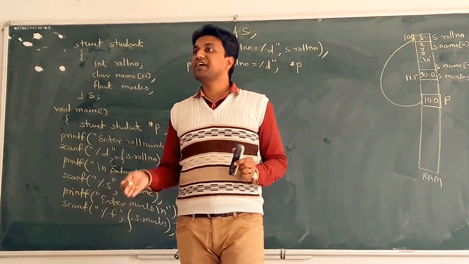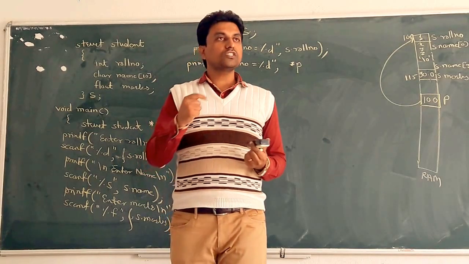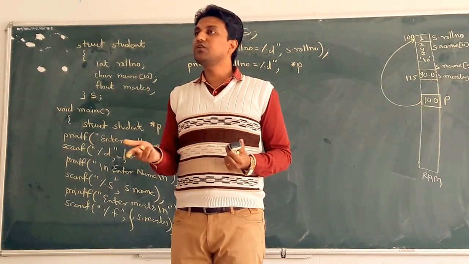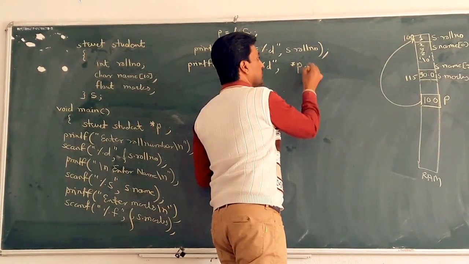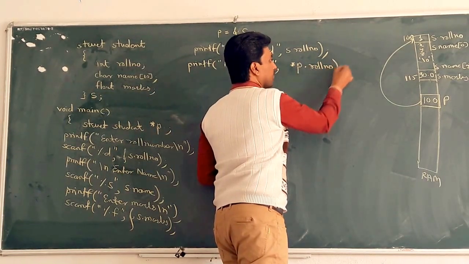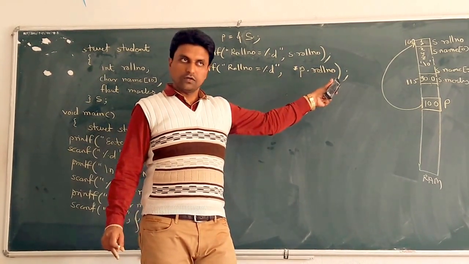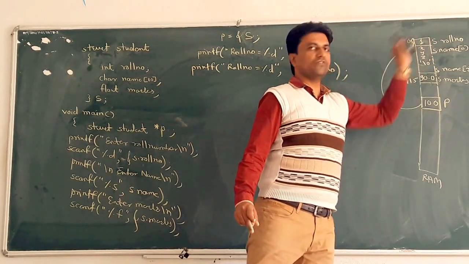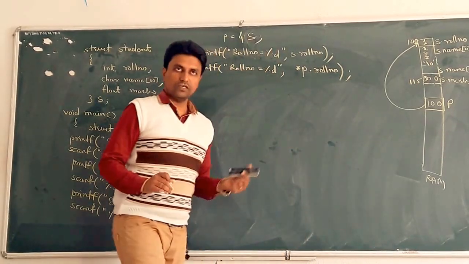Clear? So we have to specify which value we want. Which data member's value do you want? Pointer p stores the address of the whole structure variable. Now in that, which value do you want? You want the roll number's value. So how can we write it? Pointer p dot roll number. Is that clear? Pointer p dot roll number. It means whatever the address stored in pointer p, we want the roll number's value of that variable. Okay, clear?